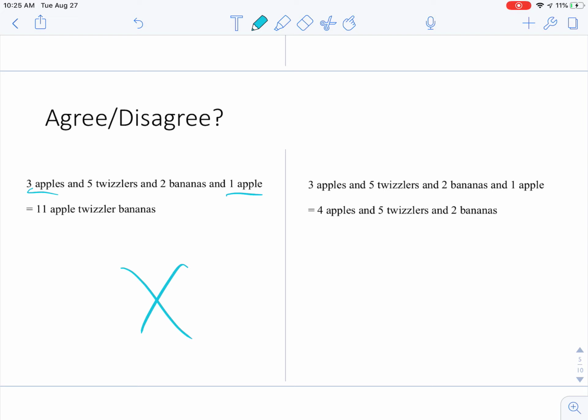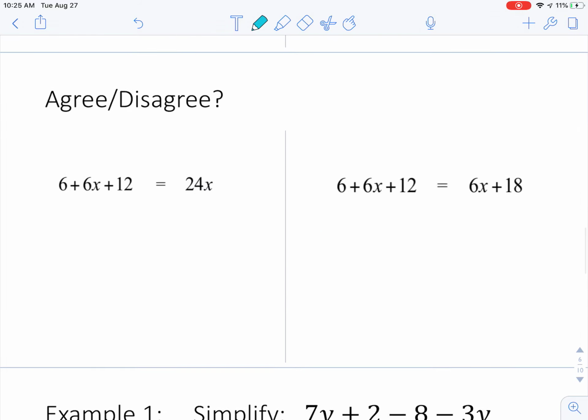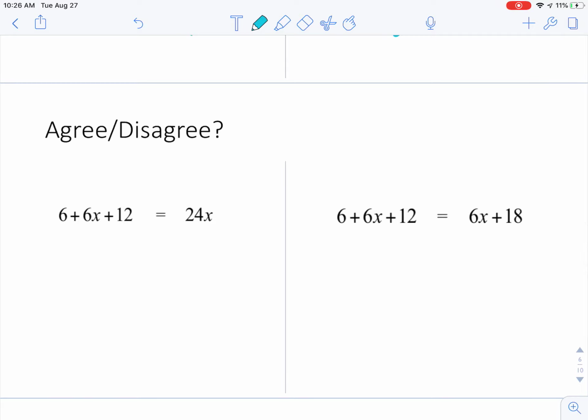Over here, yes, as I said, I can combine the 3 and 1 apple to make 4 apples, and then I just have 5 Twizzlers and 2 bananas. I don't get to combine these to make some kind of new variable. So this is an agree. All right, so now we're moving into the world of variables. Same deal. Pause it, take a look, see if you agree.